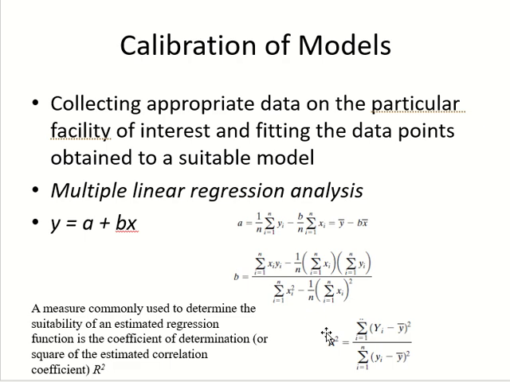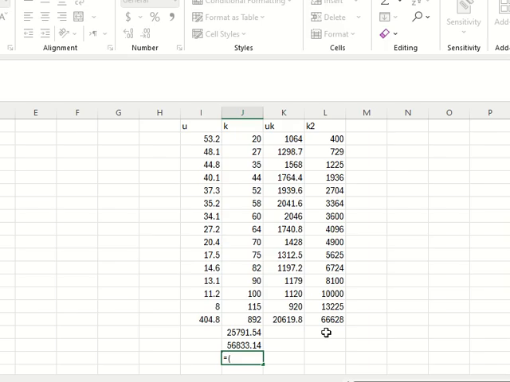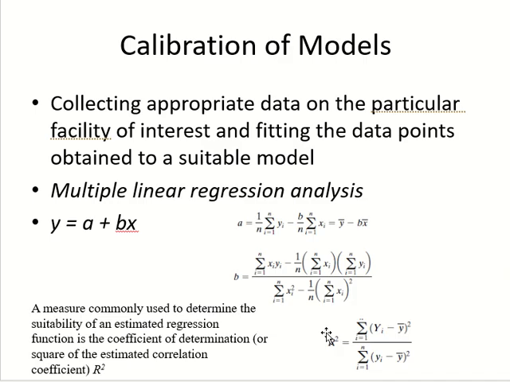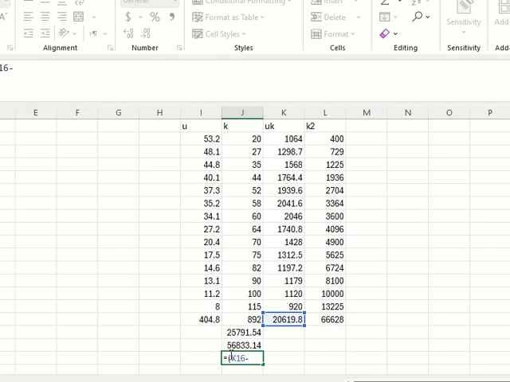Okay, so I'll write the equation here directly. For b, first of all, I am taking the summation of the product, minus this whole thing. Summation into summation divided by n, which is this one, right? We'll see later on.